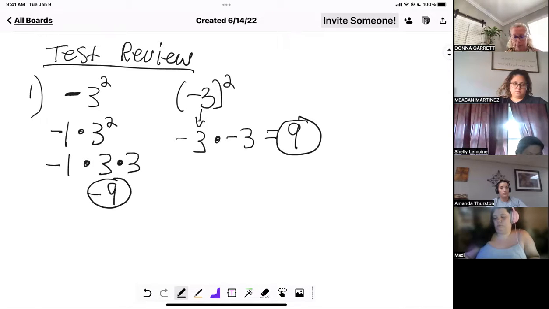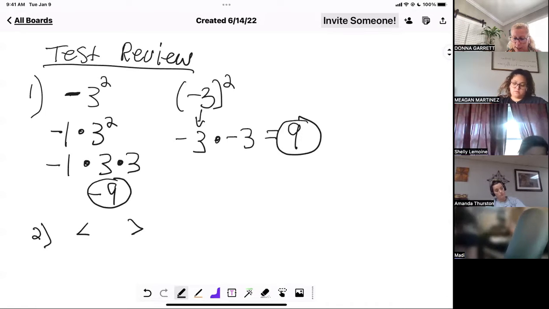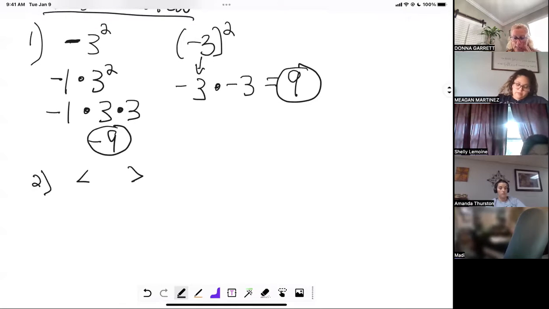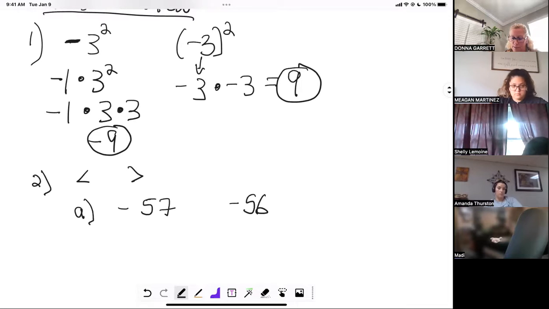Okay, we're going to talk about integers. If you had to do less than, greater than in an integer problem, let's say I make up -57 and -56. Would the answer be less than or greater than? Which one is the bigger number? Which one is the smaller number?